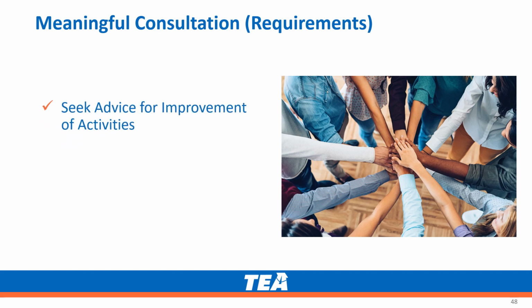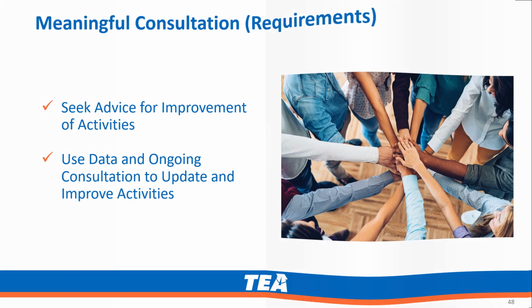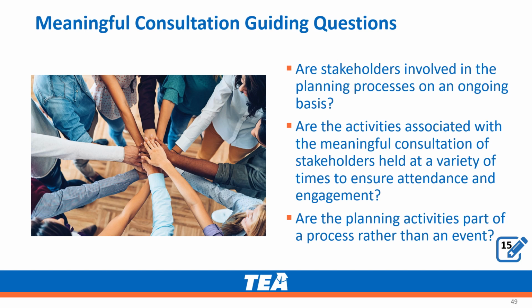LEAs are required to seek advice from the required stakeholders regarding how to best improve the LEA's activities to meet the purpose of the Title II Part A program, and to use data and ongoing consultation to continually update and improve Title II Part A activities. Some guiding questions that may be used throughout this process include: Are stakeholders involved in the planning process on an ongoing basis? Are the activities associated with the meaningful consultation of stakeholders held at a variety of times to ensure attendance and engagement? And are the planning activities part of the process rather than an event?